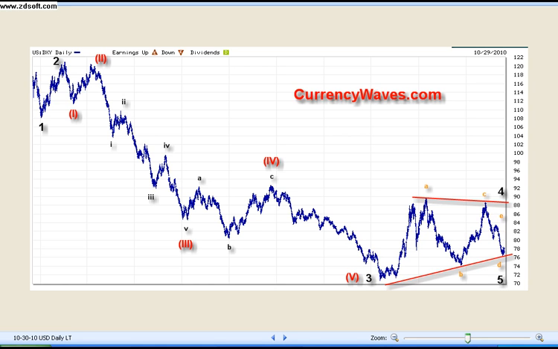The dollar. Still looking for this fourth wave triangle, looking for the E of that triangle. So far we've gotten to 81.50. I'm looking for 84-ish, maybe 86 before the black 5 down here plays out.